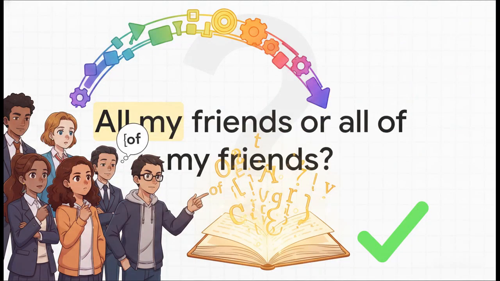Okay, so should you say all my friends or all of my friends? It's a classic grammatical dilemma, isn't it? I mean, have you ever paused mid-sentence, suddenly totally unsure if you need to throw an of in there? Or maybe you've wondered how to correctly combine a number with a word like some or many.